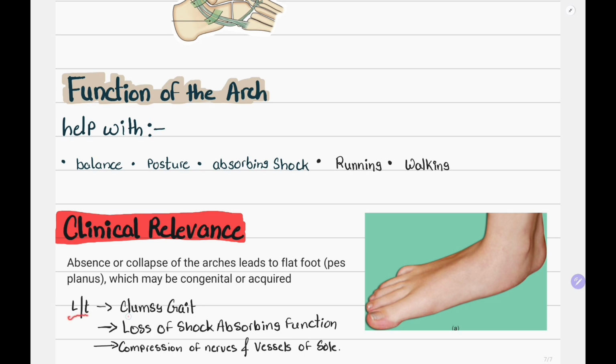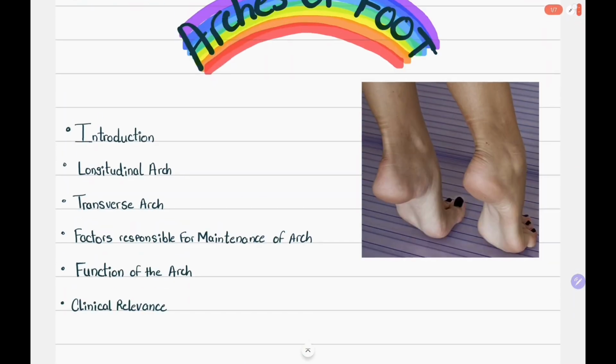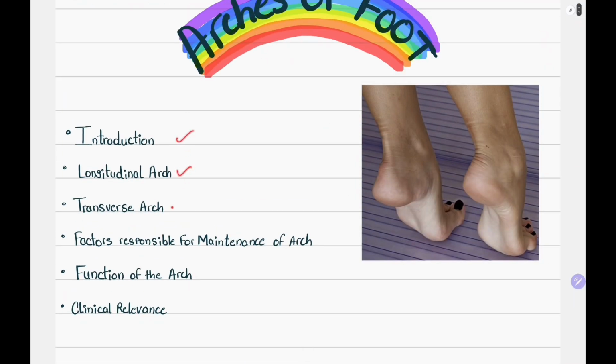So the flat foot leads to a clumsy gait, meaning the walking style of the person will be a bit odd, a bit changed, loss of shock absorbing function or capacity of the foot, and once the foot becomes flat, it leads to compression of nerves and vessels of the sole. So we are done with the introduction, longitudinal arch, transverse arch, factors responsible for maintenance of arch, function of the arch and its clinical relevance.